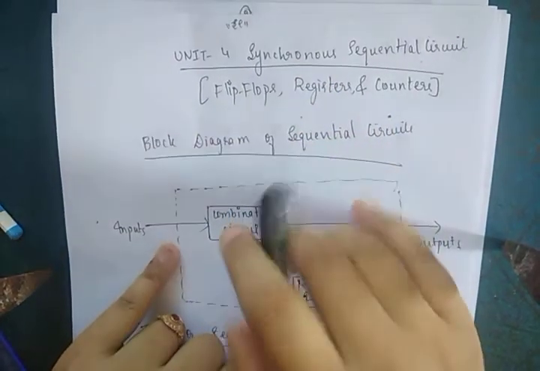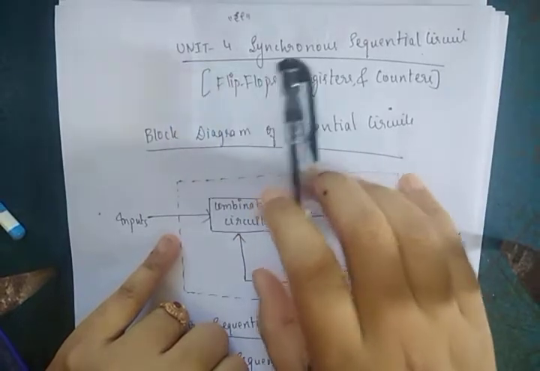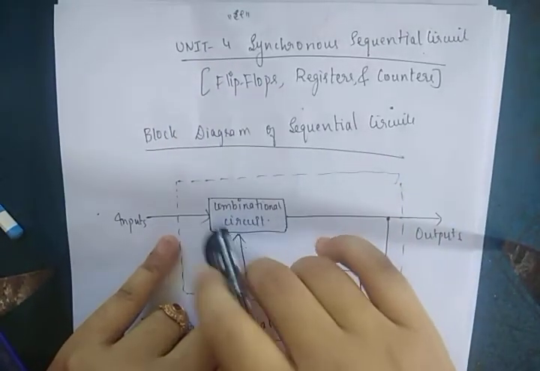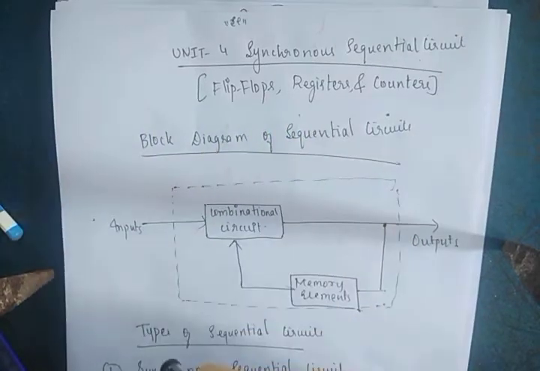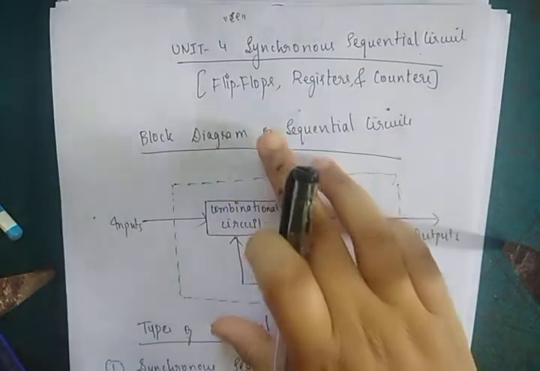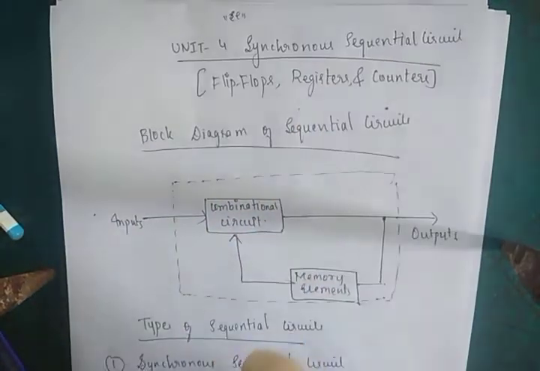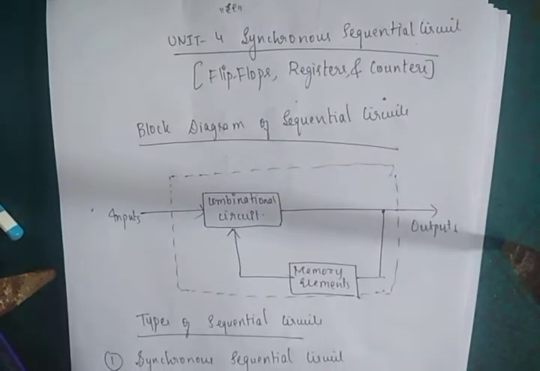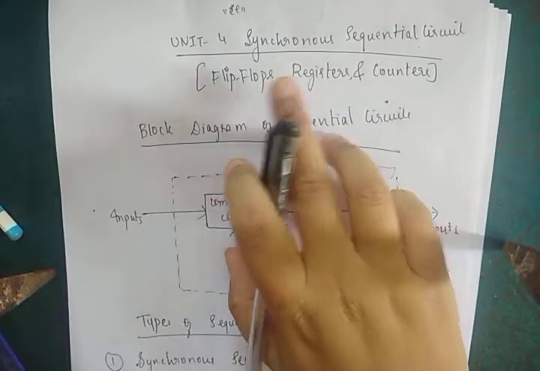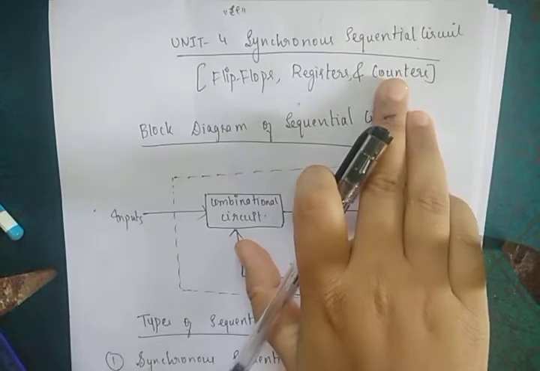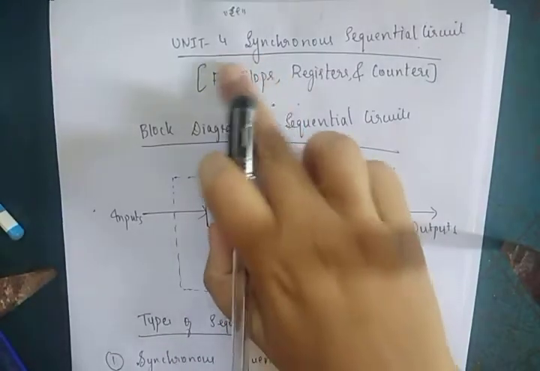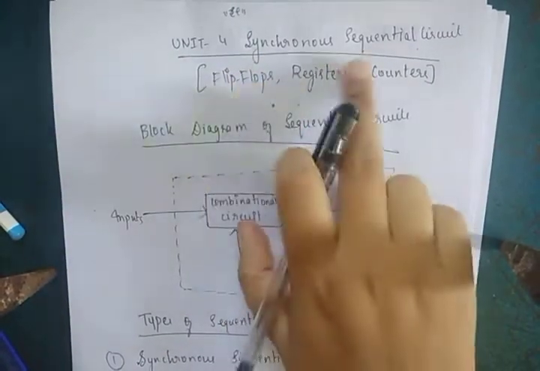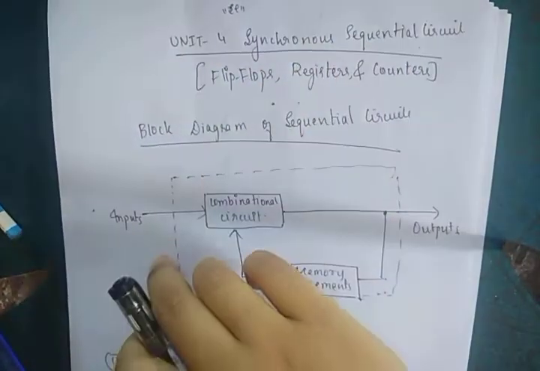So coming to this fourth unit, that is synchronous sequential circuits, we'll be discussing three main important topics. One is flip-flops, second is registers, third is counters. So here they have clubbed three important topics for your syllabus. One is flip-flops, second is registers, third is counters. I'll be discussing today about the flip-flops. These two I'll be discussing in the next video.